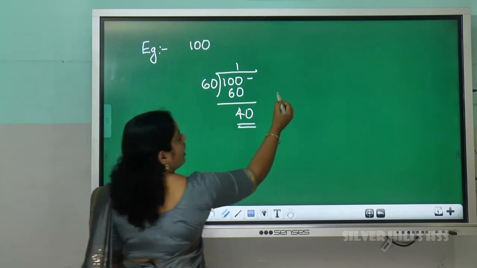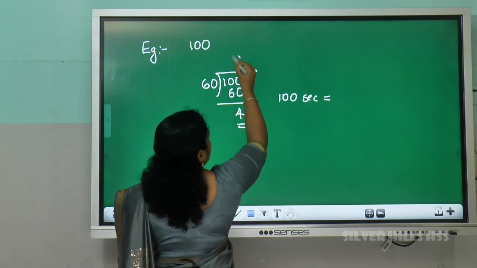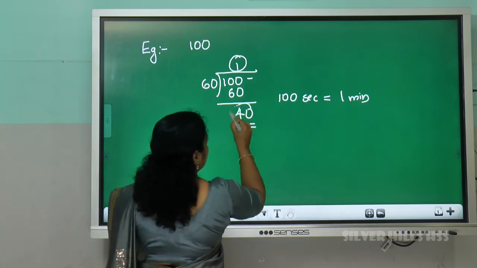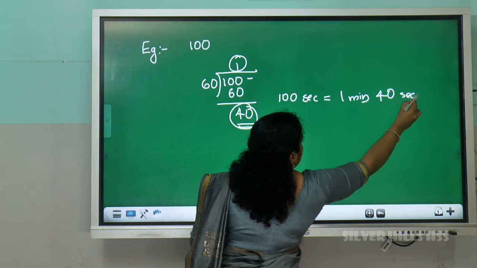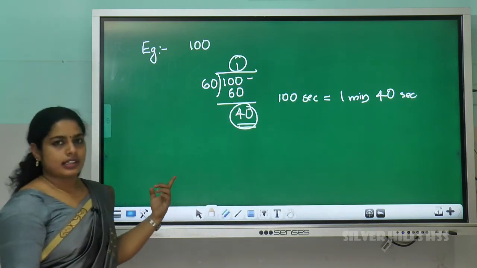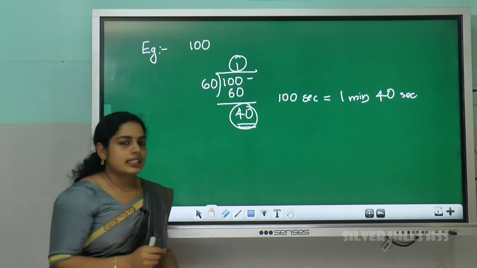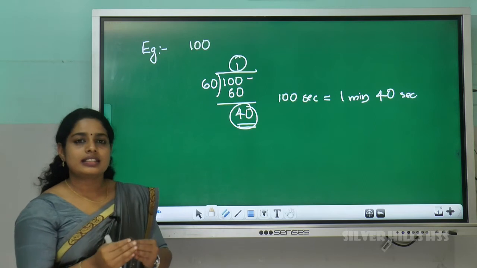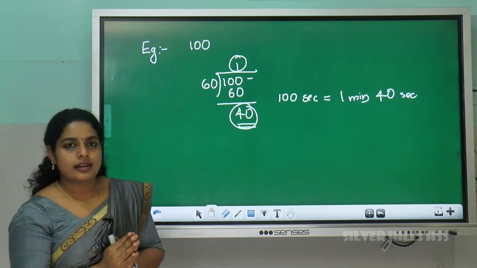That is, 100 seconds can be written as what? 1 minute and 40 seconds. 1 minute and 40 seconds. This is the correct method. So, I will tell you, if you want to convert seconds to minutes, just divide those seconds by what? 60. Okay?